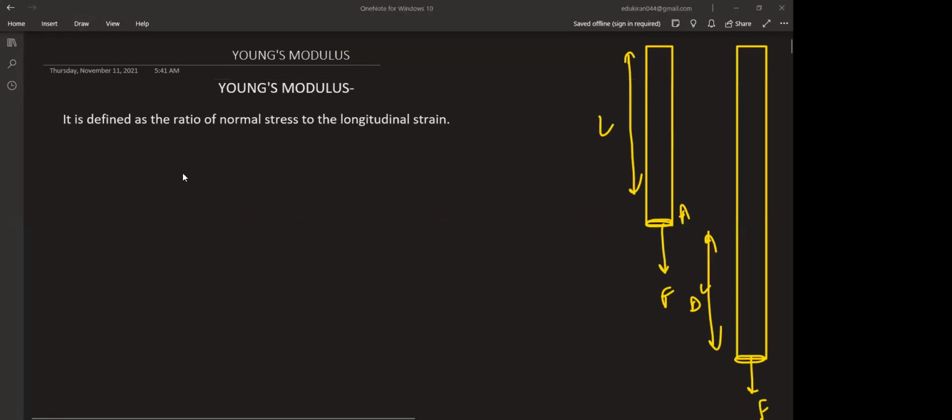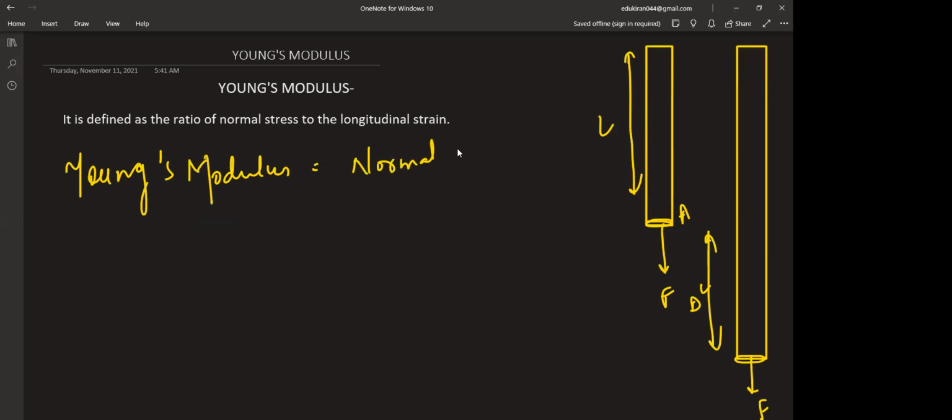Okay, class. So what is Young's modulus? Young's modulus is also modulus of elasticity, meaning it's the ratio of stress and strain. Now the type of stress and the type of strain will define which type of modulus of elasticity you have. In Young's modulus, you have the normal stress, the first one we studied, divided by the longitudinal strain. So Young's modulus is normal stress by longitudinal strain.